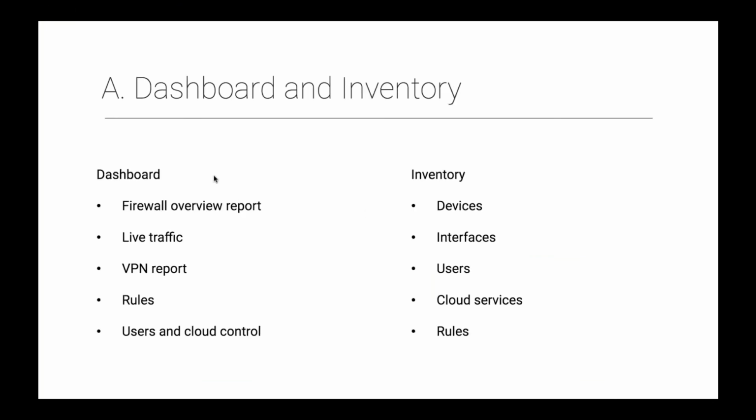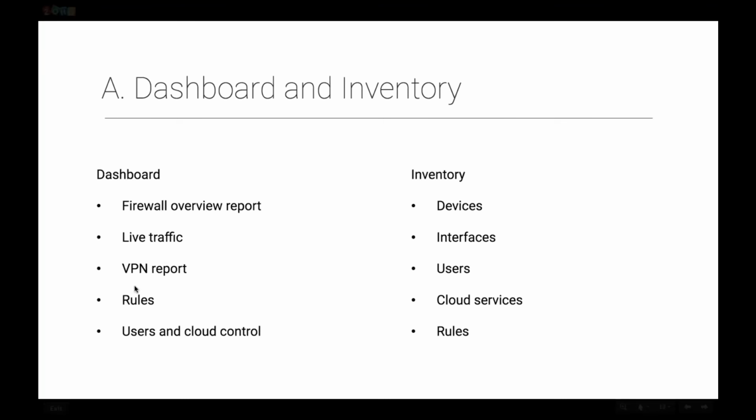So as I mentioned before, the dashboard is an aggregated report which provides the following: firewall overview report, which is nothing but a high-level overview of firewall traffic statistics, security statistics, and system performance. Next is the live traffic report. So you get live traffic data through individual firewalls. You also have VPN report, which provides active VPN user list and VPN usage details.